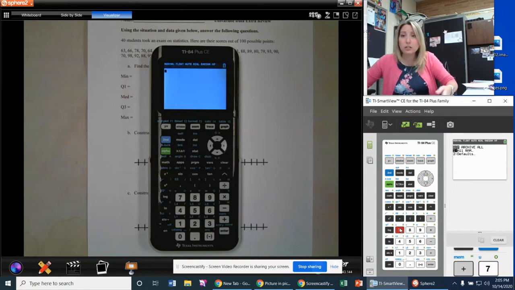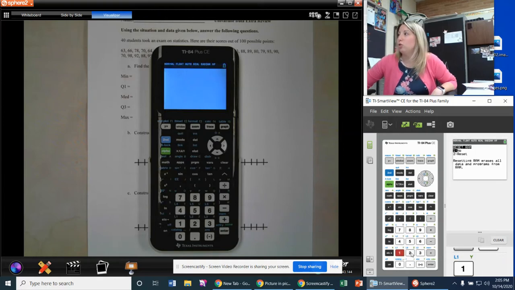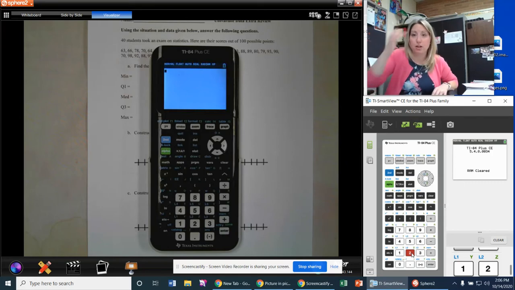Just to clear our lists and all the programs and things like that that are in our graphing calculator, we want to press RAM, so all RAM, so that's 1, and then reset is 2. So that clears your RAM out, and now nothing will be in your graphing calculator list. So that's one way to clear the whole thing out.